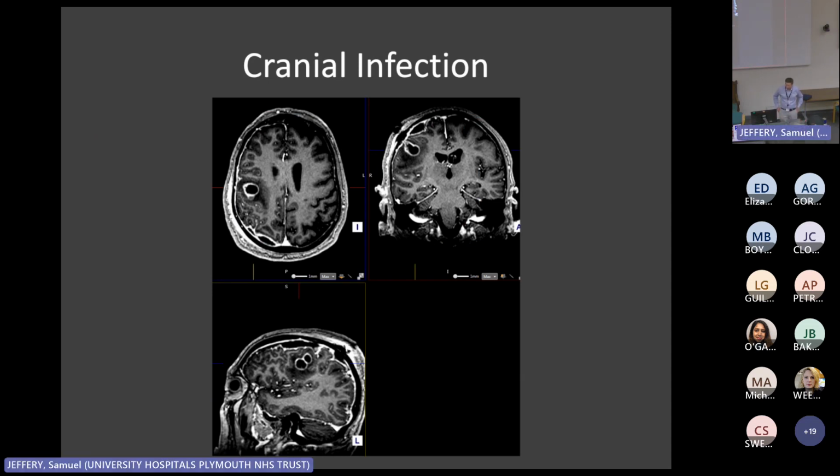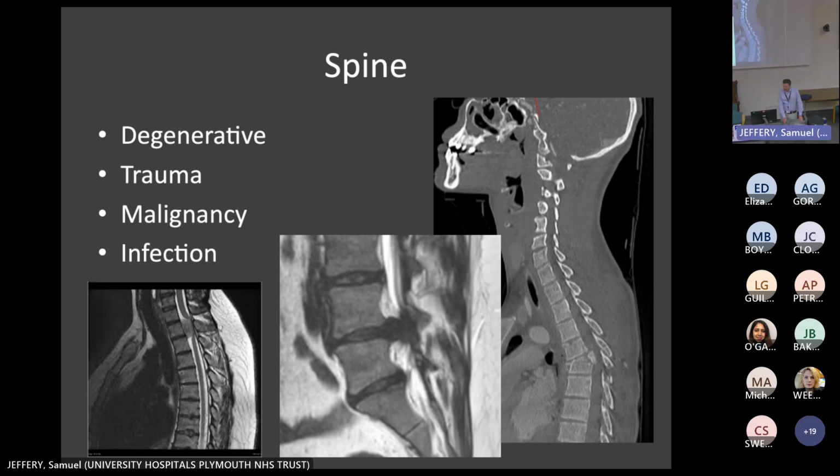One thing that can mimic tumours on scans is infection. It can be difficult to tell the difference between an infection and a tumour, but obviously an infection usually needs more urgent treatment, which is sometimes why we might operate on these out of hours to gain a diagnosis. And the other things that we'll come across are the whole range of spine problems, which I'm not going to touch on at all today.